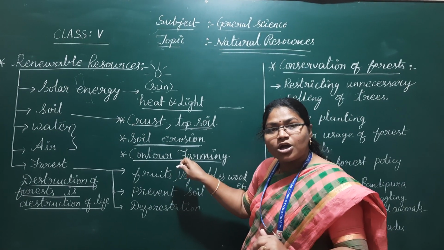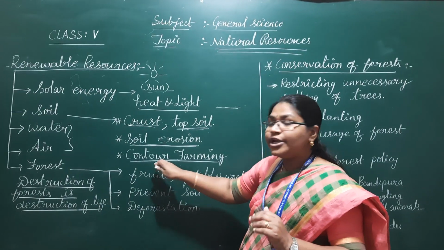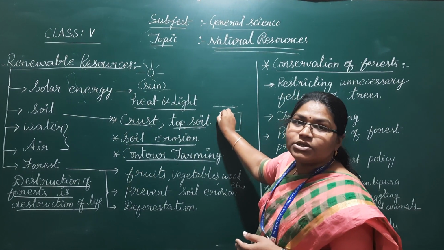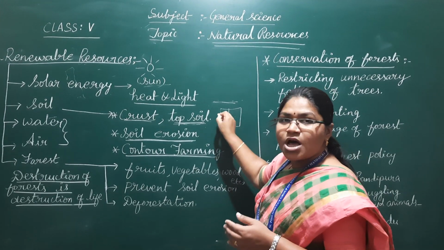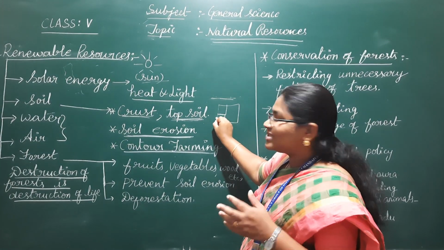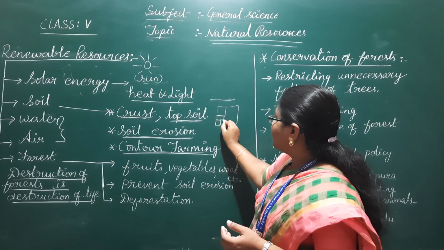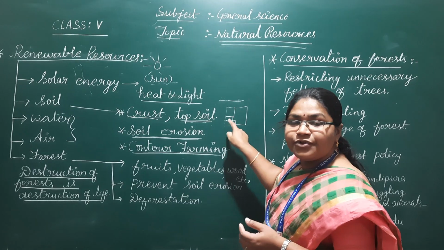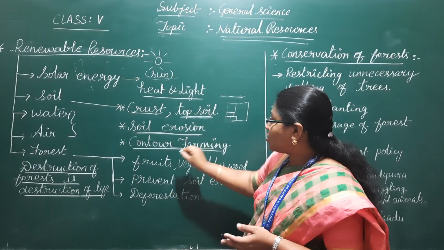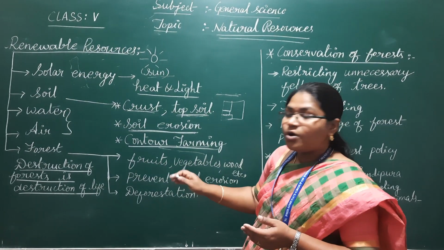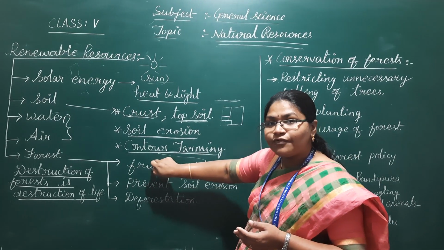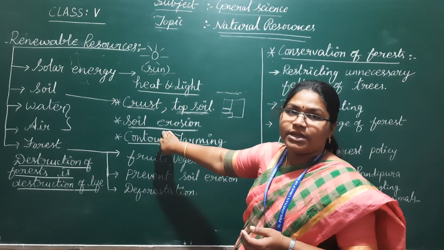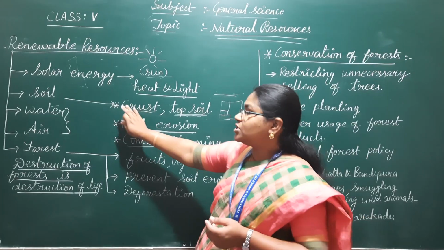So what do you mean by contour farming? It is farming according to the shape of the land. Suppose this is one agriculture field. This part belongs to me, this part belongs to someone else, and this part belongs to someone else. But according to the shape of the land, we have to farm in agriculture. That is called contour farming. By using this contour farming technique, we can prevent soil erosion. Understand? So this is about soil.